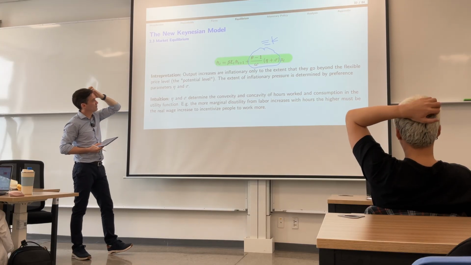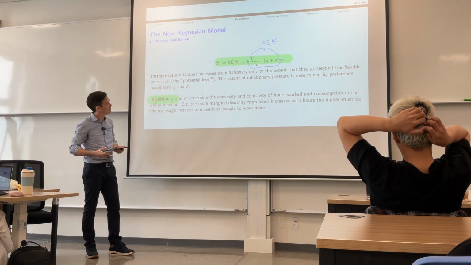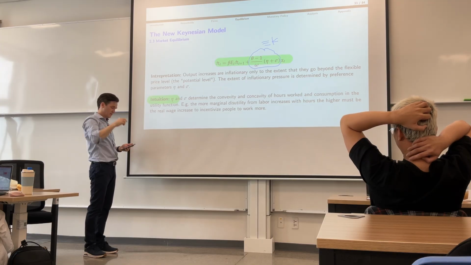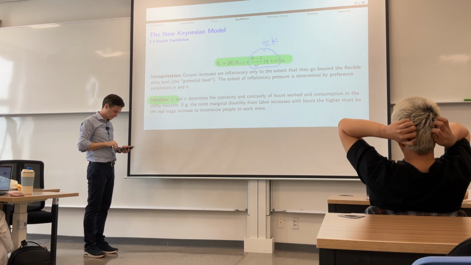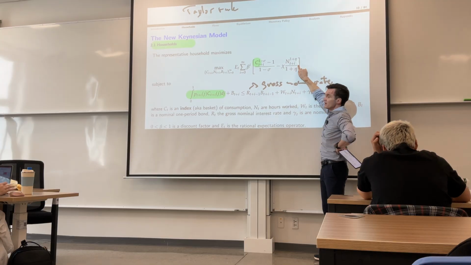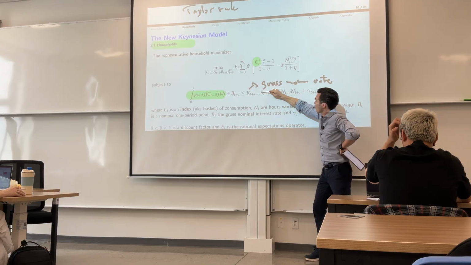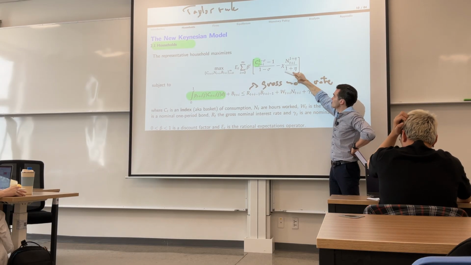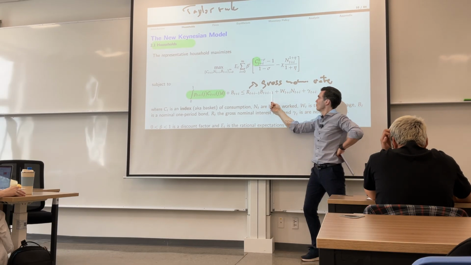So, for instance, if you think about this parameter eta here, eta measures the convexity in the disutility of labor. Go back to the household problem that we discussed. Eta, for instance, is a coefficient in the disutility of labor. The higher eta, the more curved is the disutility. So if eta is 1, then you have quadratic disutility. If eta is 2, then you have cubic disutility. So it gets more and more curved.